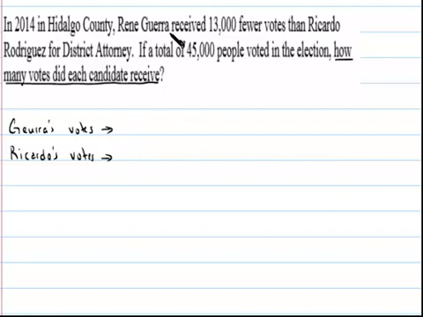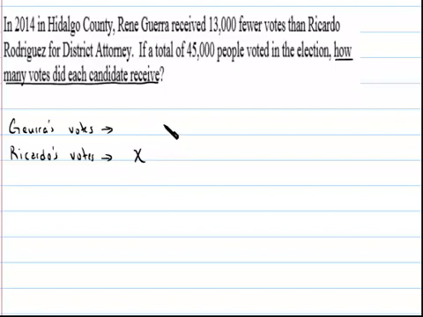Read the story. Rene Guerra received 13,000 fewer votes than Ricardo. I can't even say his name. He lives right next to me. Ricardo Rodriguez. All right. Rene received 13,000 fewer votes than Ricardo. So because we have no idea how many Ricardo got, Ricardo will be our X. We don't know what he got. But whatever he got, we know Rene got 13,000 less than him.